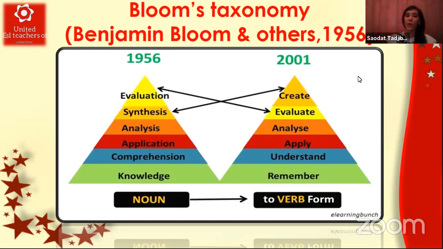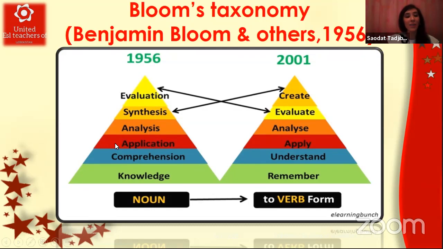Okay, so first of all, let me just jot down some ideas about Benjamin Bloom. Benjamin Bloom is one of the most famous linguists, and in 1956, he, with his team, designed the taxonomy of language learning. So here you see, Benjamin Bloom and his team put some nouns in the pyramid, and they began with knowledge. In the first domain of this taxonomy, the students will work with knowledge. Then comprehension, then they will understand.